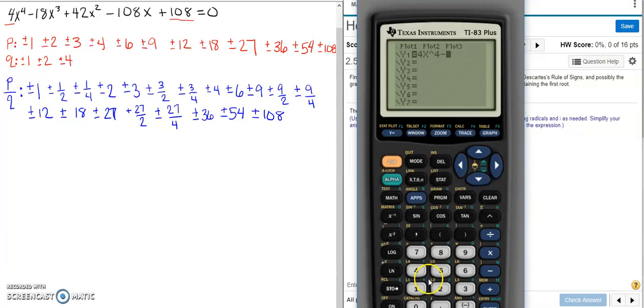And what we're looking for, since we're looking for zeros, are x-intercepts. We're just looking for where it crosses the x-axis. And we don't even need all of them. We just need one to get us started. We need one spot where it crosses the x-axis.